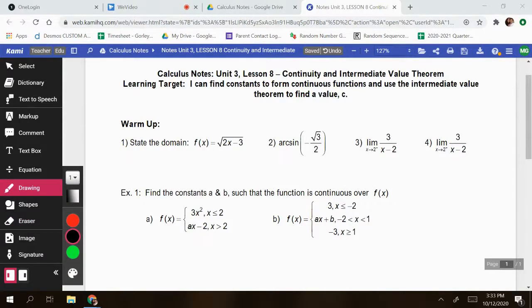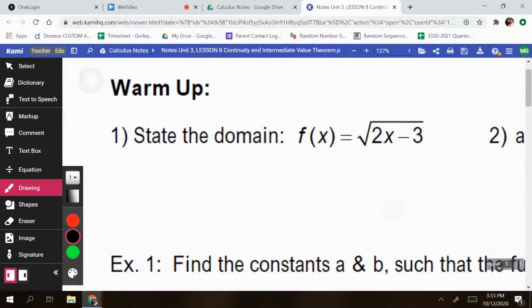Today for this lesson, we're going to be talking about continuity and the intermediate value theorem. I can find constants to form continuous functions and use the intermediate value theorem to find a value c. Before we get there, let's go ahead and take a look at the warm-up.